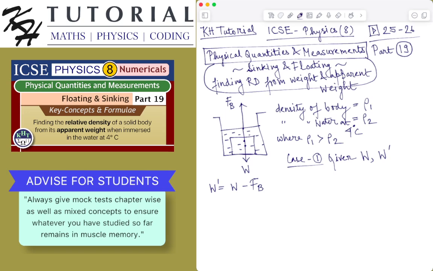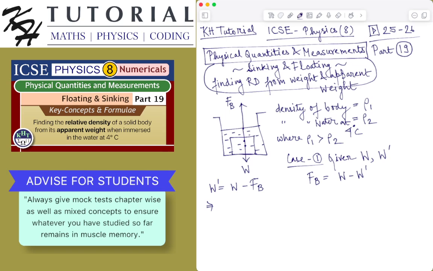Now, from W and W dash, I can find the buoyant force. Buoyant force will be W minus W dash. That is the normal weight of the body, that is the weight of the body in air, minus the apparent weight of the body inside the water at 4 degrees centigrade.